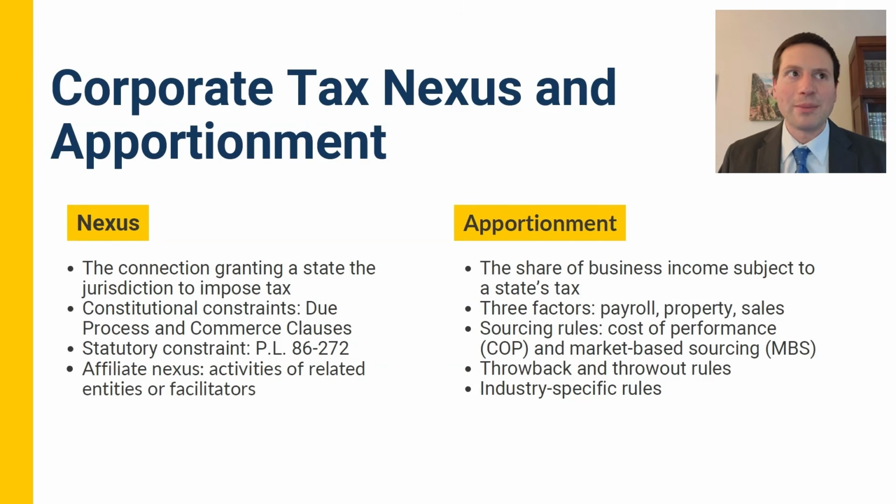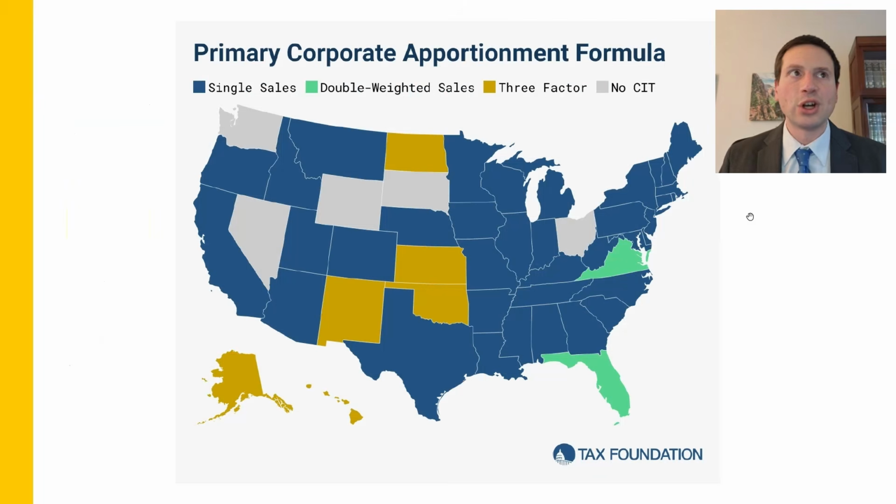So you can see on the map, again, that most states have gone to single sales factor. A few states are on double weighted, where sales is worth 50% and the others are worth 25% each. And three-factor is increasingly uncommon, and I suspect is going to become even less common in the future as we really get to an almost exclusively single sales factor environment.